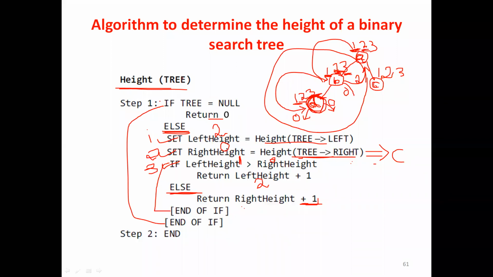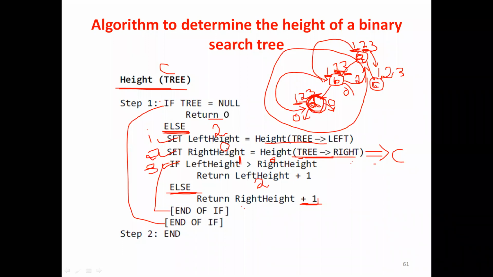During step 2, it moved to the right node, the right subtree C. C is passed over here. Is C equal to null? No. The else part is executed. When I come to the else part, I start with the first step, step 1.